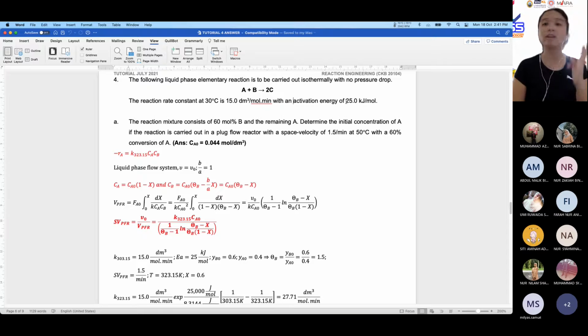Okay, done. Okay, so you have the information already. Next, let's go to the question. The reaction mixture consists of 60 mole percent B, remaining A. Okay, so in this case, because initially we have A and B.